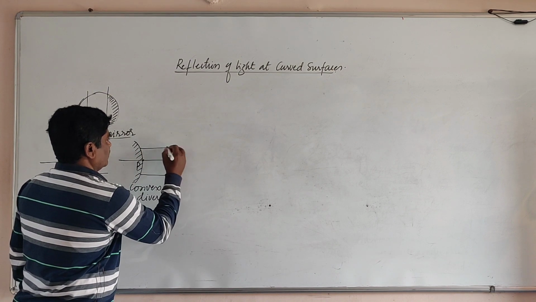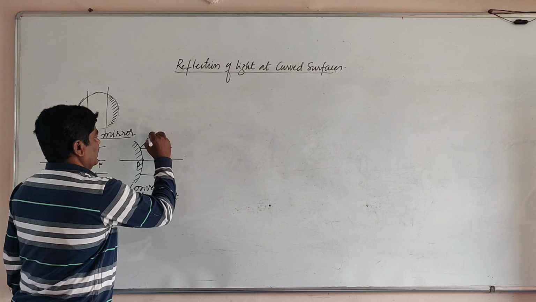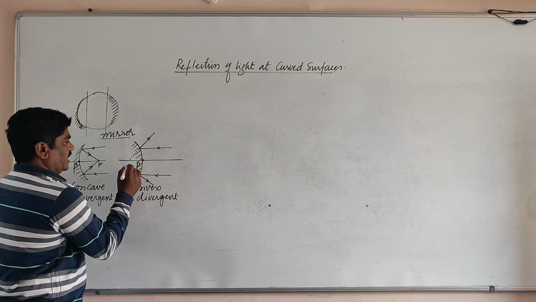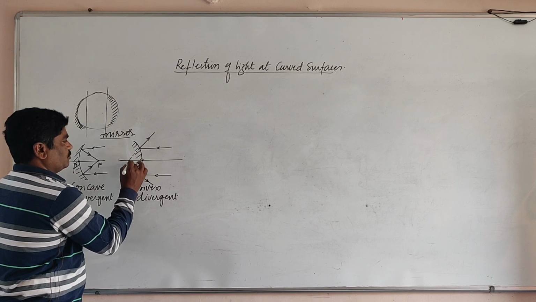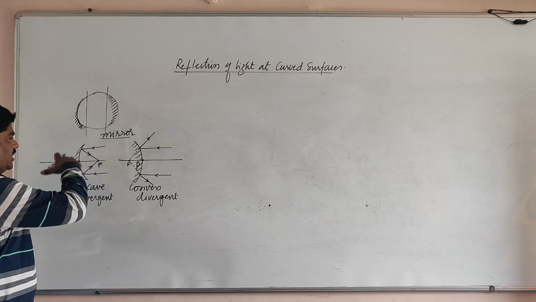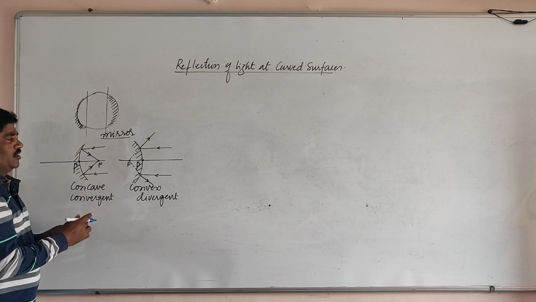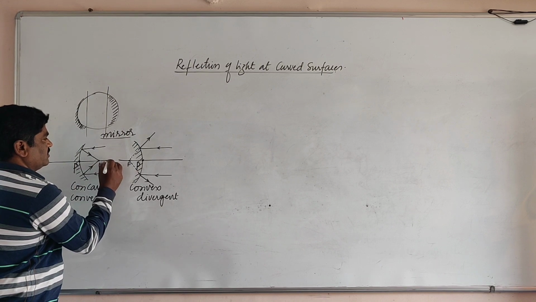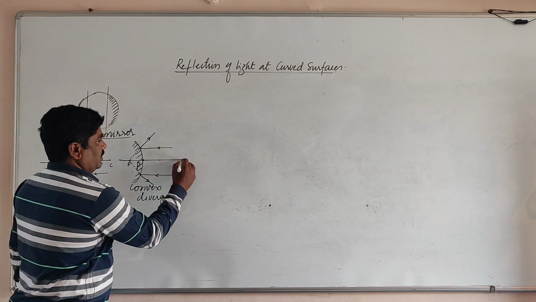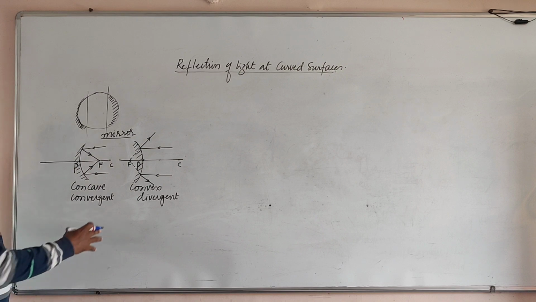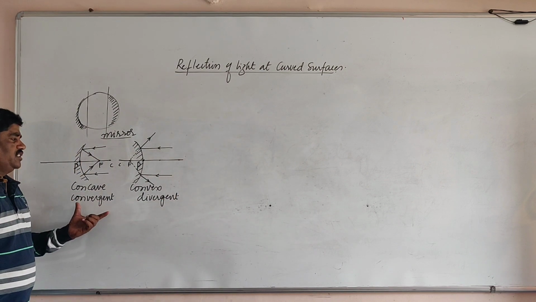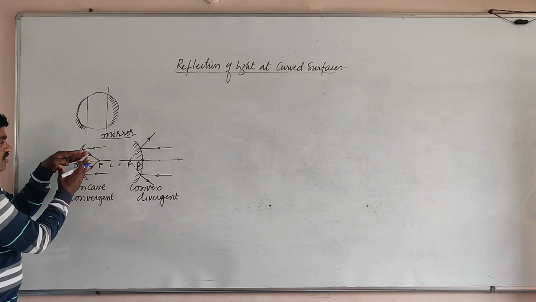In case of this divergent mirror, what happens? This will be reflected like this, and this will be reflected like this. If these two are extended, then they meet at this particular point. This is called the principal focus. And these curved surfaces can be extended to draw the complete sphere, and its center is called C, the center of curvature. Here also you can take F and C, the center of curvature. Either side you will get it. So C can also be here. This is about the convergent and the divergent.